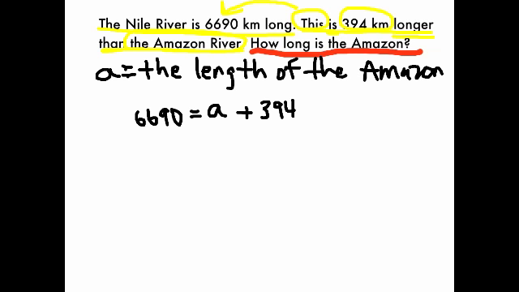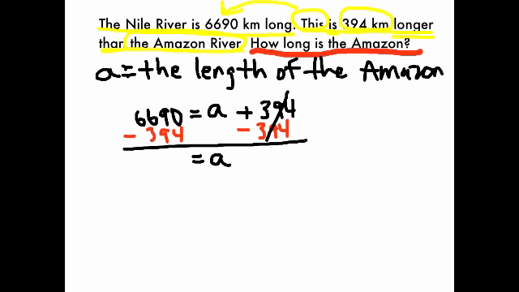So now we're going to get into using our inverse operations and property of equality. We'll first of all undo the value of the constant, so it's a positive 394. We'll use negative 394, minus 394. And now we will evaluate that. These cancel out, leaving an A on the right. And 6,690 minus 394. Well, 690 minus 390 would be 300, but it's going to be 6,296, I believe.